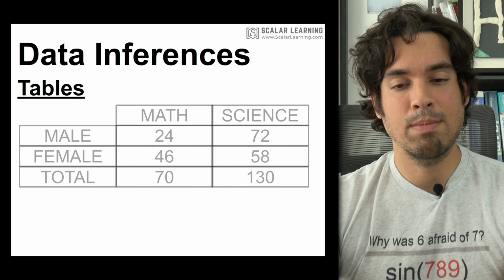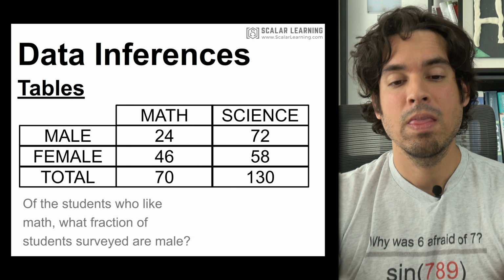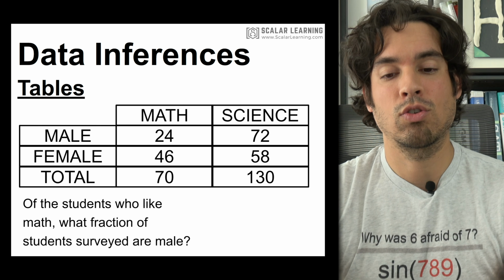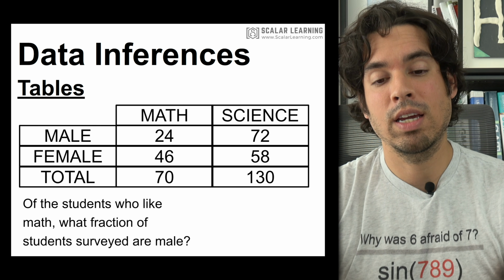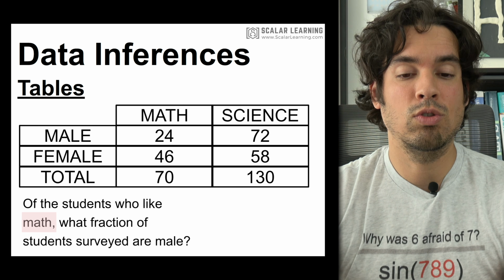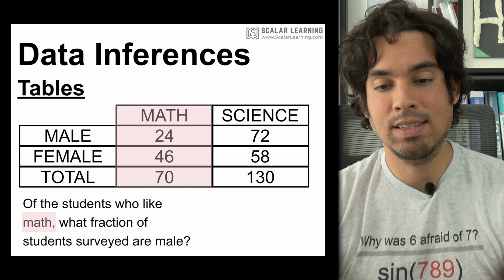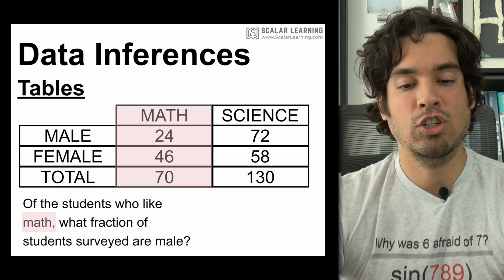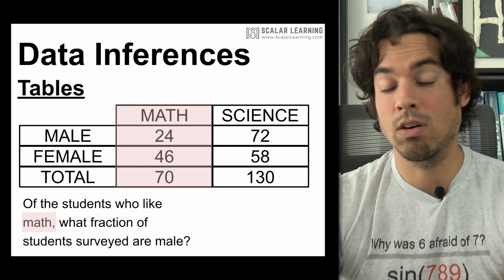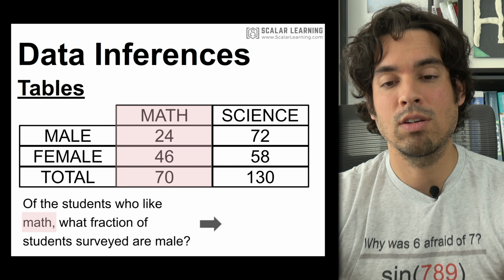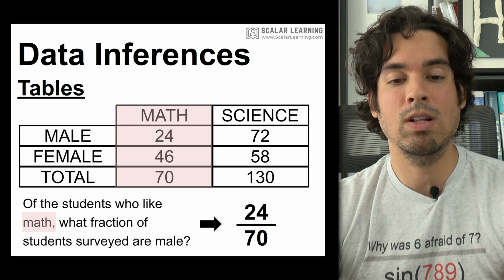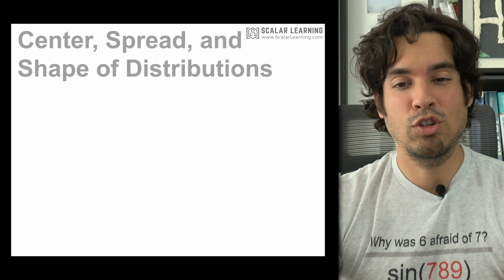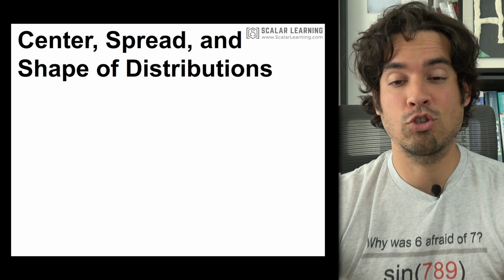One more quick example with this same set of data. Of the students who like math, what fraction of students surveyed are male? All right, now again, we're limiting it to students who like math. So that is this subsection, of course, assuming they're not just taking it, but they also like it, right? What fraction of students surveyed are male? Well, we again know that it looks like there's 24 male out of a total of 70 that take math, and that's it. Now let's move on to center, spread, and shape of distributions.